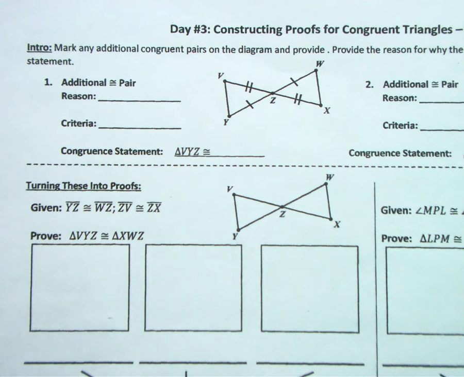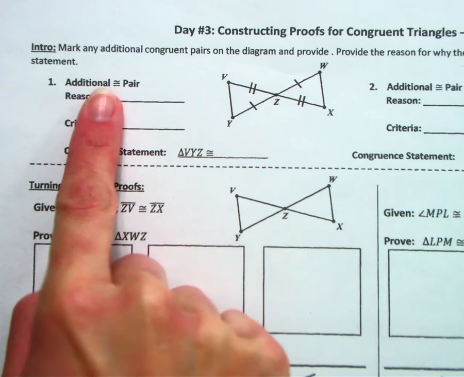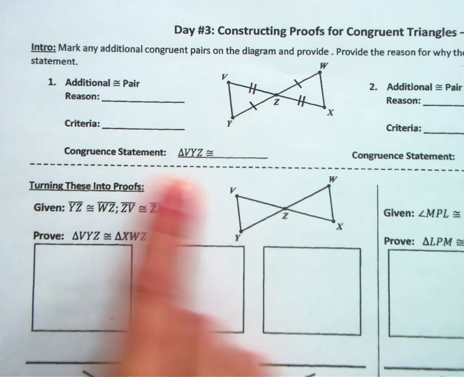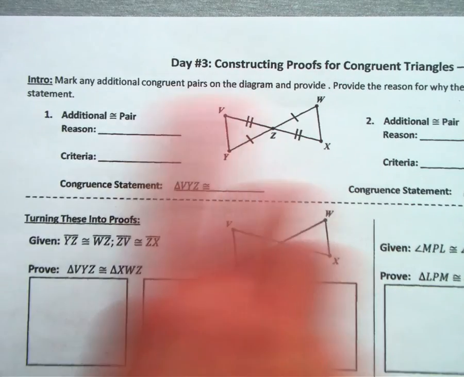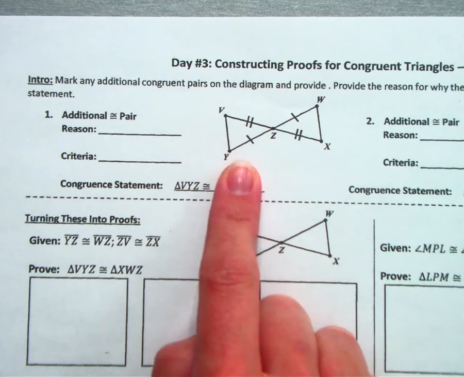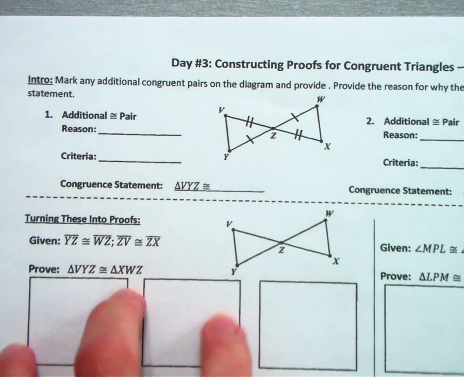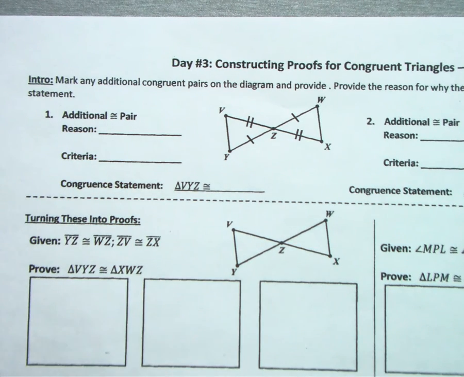So our goal moving forward is to move from our additional reason, our criteria, and our congruence statement into an actual flowchart proof. So what we're going to do is see how what we have already been doing is connected to the proof format. We've been doing the different components of proof, we just haven't put it in the format of proof. And then you'll see where level 1 and level 2 fit in there.